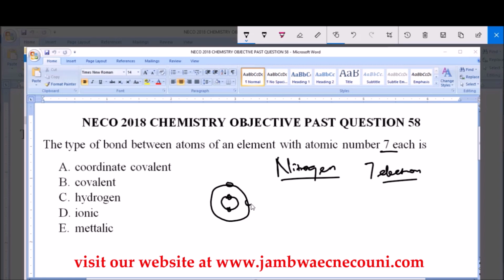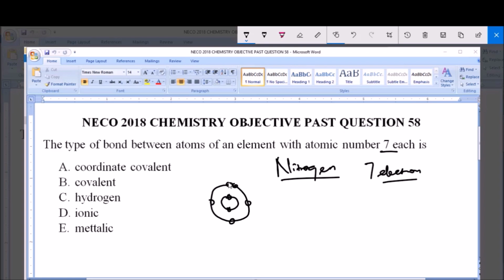So we have 1, 2, 3, 4, 5. When you count all these together, it is 1, 2, 3, 4, 5, 6, 7. Now plus another atom of nitrogen, 1, 2, 3, 4, 5, 6, 7. Now when these chemically react together, there are 3 electrons here that are lone, that is, they are not paired. We have only 1 paired electron and 3 unpaired electrons. Likewise, on this other atom of nitrogen, there are 3 unpaired electrons.